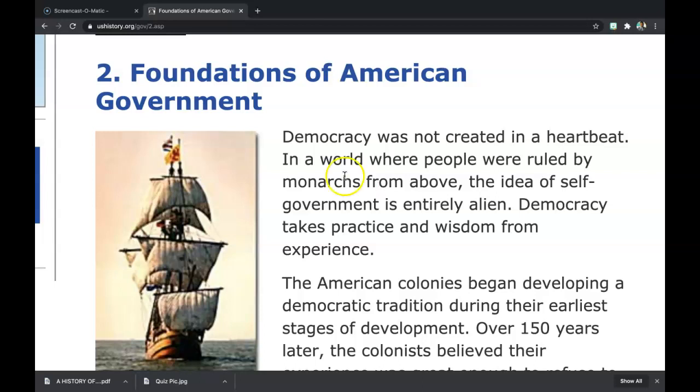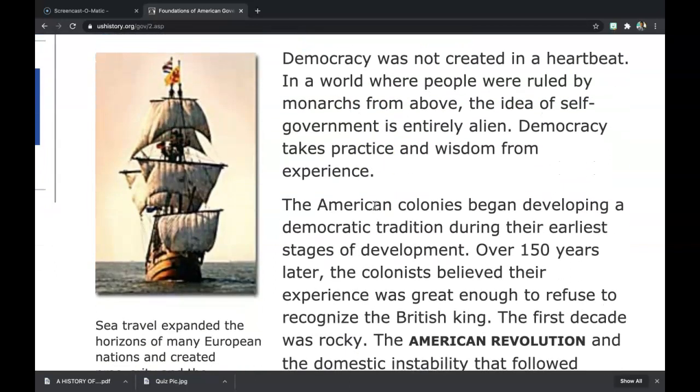Let's begin. Foundations of American government. Democracy was not created in a heartbeat. In a world where people were ruled by monarchs from above, the idea of self-government is entirely alien. Democracy takes practice and wisdom from experience.